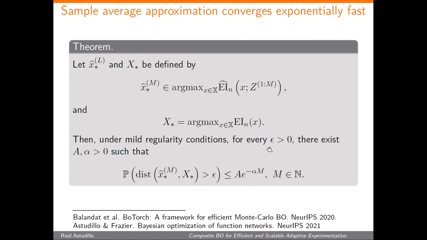But they're saying that essentially, when we fix some epsilon greater than zero, then the probability that the distance of the solution we find by optimizing this approximation to a true optimal solution of the original problem is greater than epsilon goes exponentially fast to zero as the number of samples goes to infinity. This constant depends on the Lipschitz constant of the posterior mean and the posterior covariance, as well as on a Lipschitz constant of the acquisition function. But we don't have something more explicit than that.